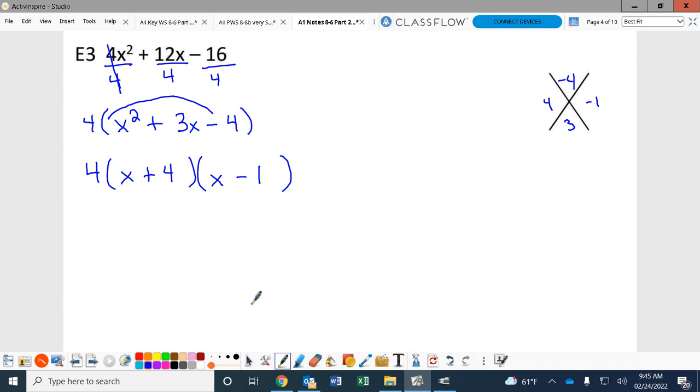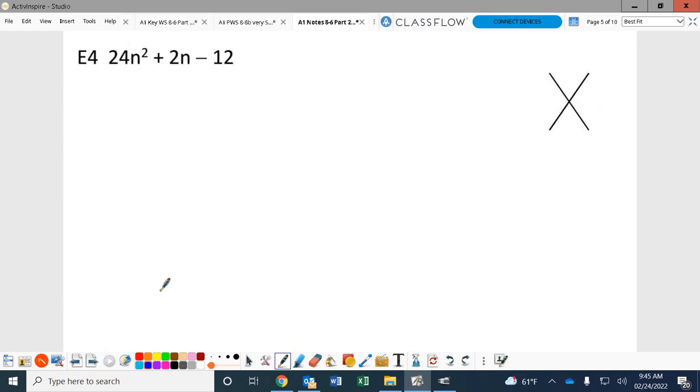Good, let's keep going. Okay, on example 4, we've got a GCF that'll go into all these. What will go into all of these numbers? Guys, come on, keep up with us. It's going to be 2. 2 goes out in front. When you divide, 24 divided by 2, that's going to put you at 12n squared plus n minus 6.